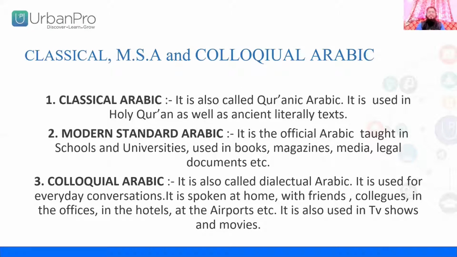Now, classical, modern standard Arabic, that is MSA, and colloquial Arabic. Number one, classical Arabic. It is also called Quranic Arabic. It is used in the Holy Quran as well as ancient literary texts. Number two, modern standard Arabic. It is the official Arabic taught in schools and universities, used in books, magazines, media, legal documents, etc.